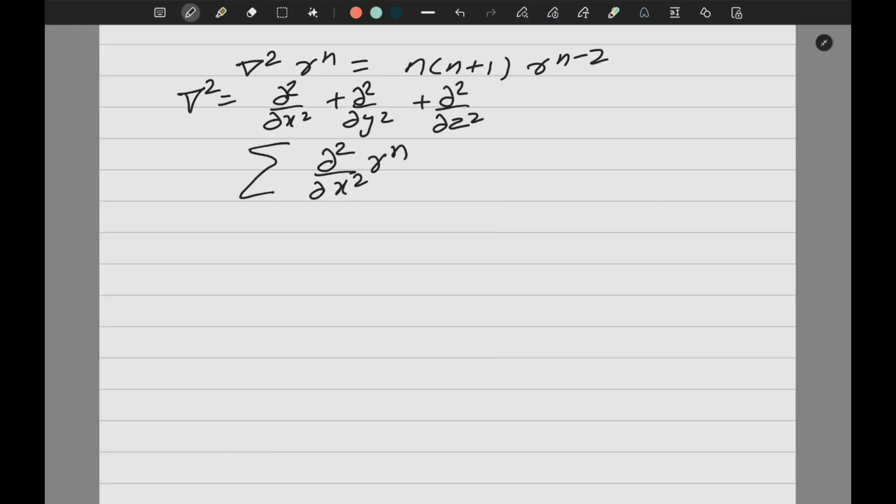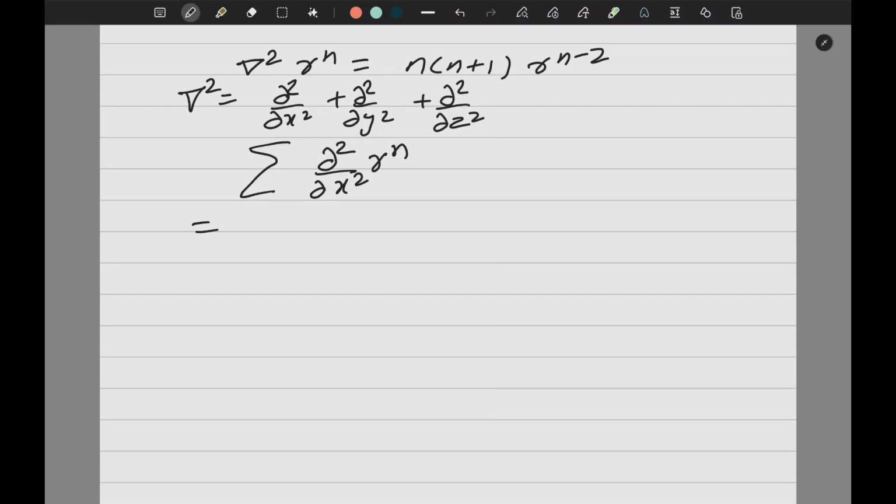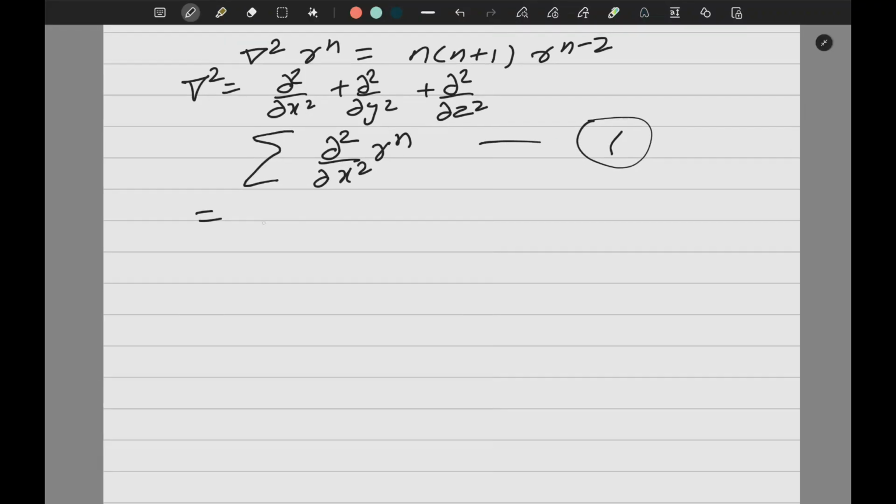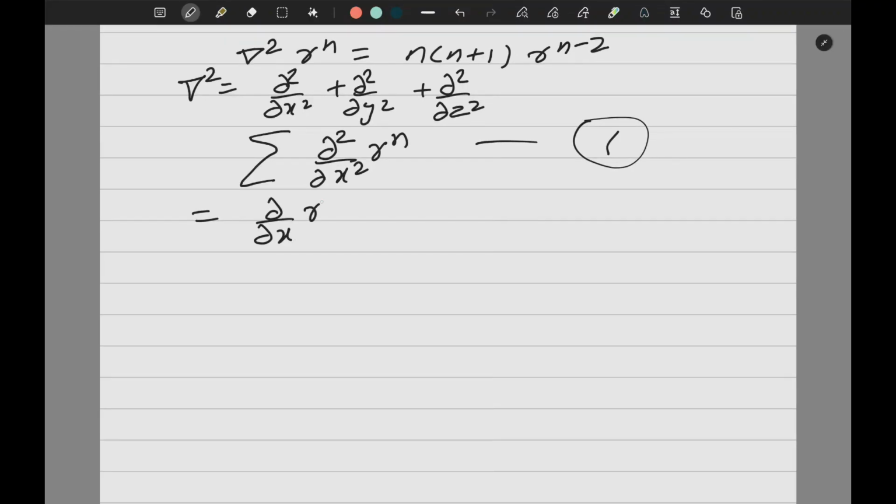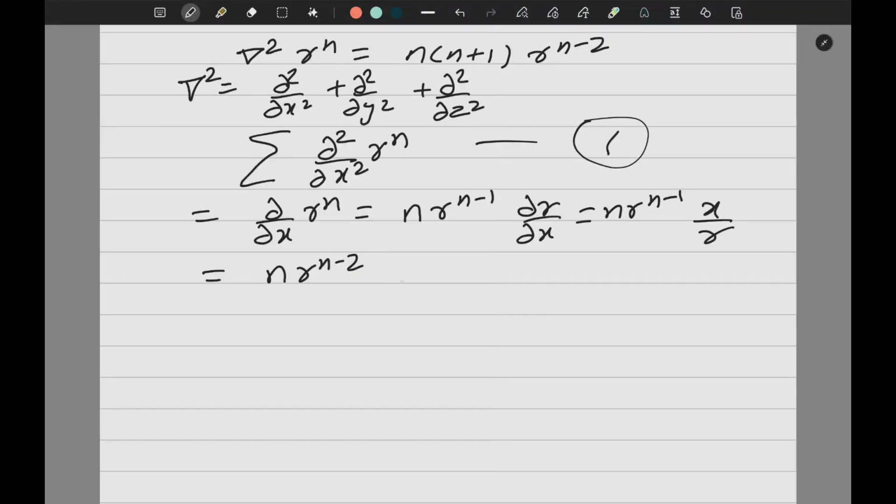R to the power n. So this will be equal to, first I will do one derivative. Okay, so let me start and I will put in this one equation. So first, dou by dou x of r to the power n, if I am doing, it is n r to the power n minus 1 dou r by dou x, and this is equal to n r to the power n minus 1 x by r, and this is equal to n r to the power n minus 2 x. So the value of dou r by dou x is this.